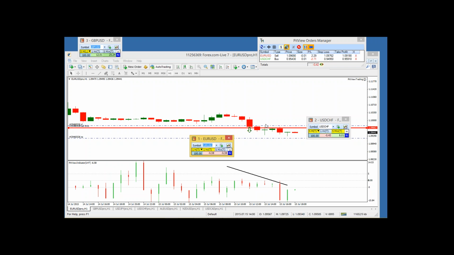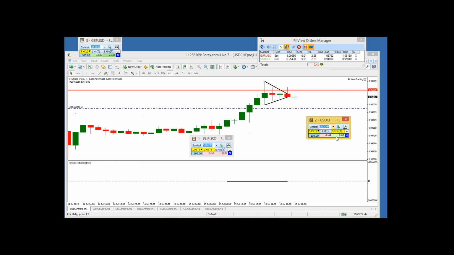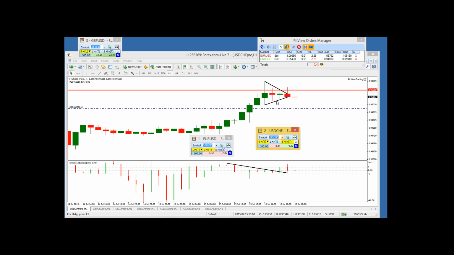The dollar Swiss, but it hasn't done that yet. You see, the euro dollar has not made any higher highs through here. It's just sitting there consolidating there at the bottom. That's why we use it as a consolidation example.